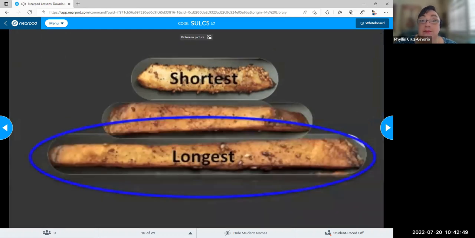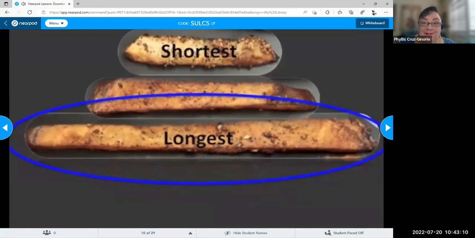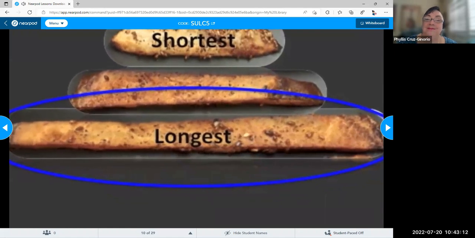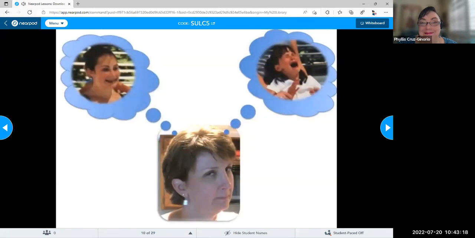There we go. I can compare the fries to each other to figure out which one is longest and which one is shortest. Now I can see that the fry on the top is shorter than the other 2 fries. It is the shortest. And the one on the bottom is longer than the other 2 fries. It is the longest. Now I know which one to take to make my sister Molly mad. I'm going to take the one on the bottom.